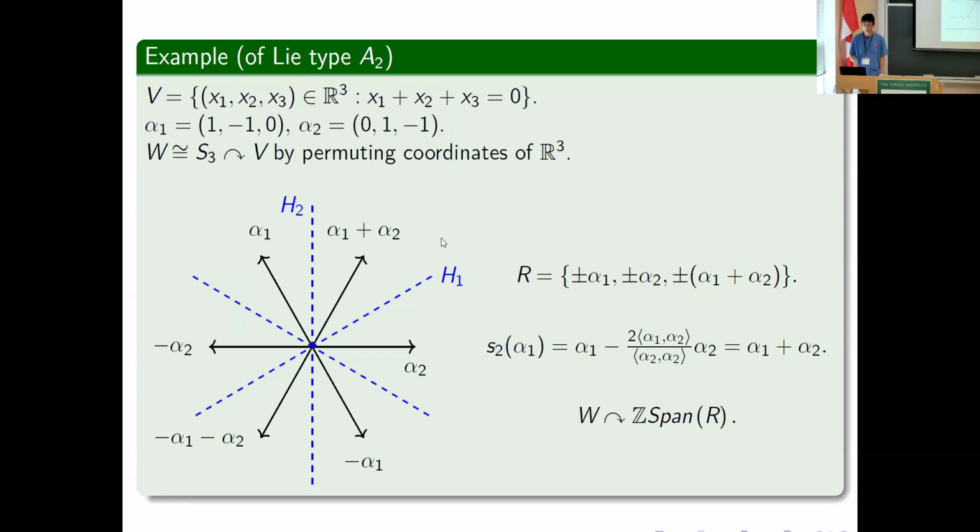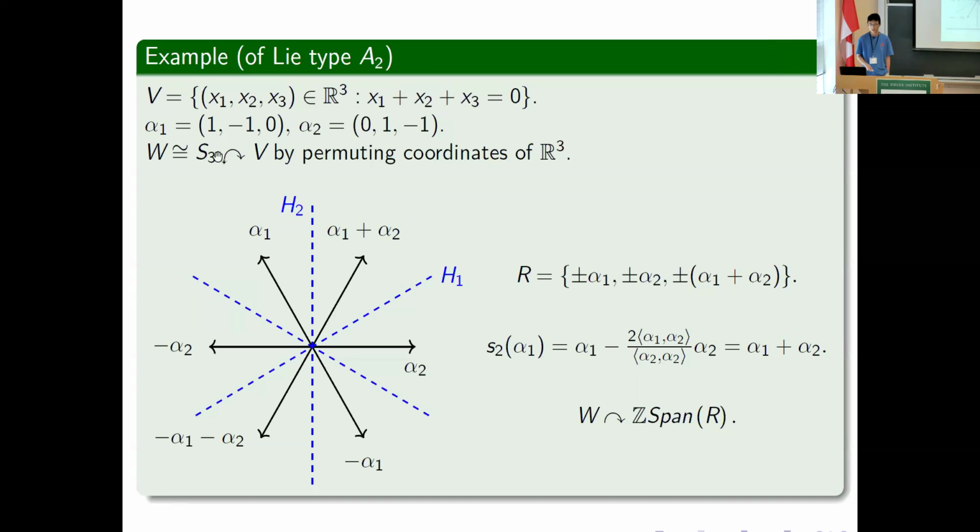One can say H1 is the hyperplane normal to alpha 1, and H2 is the hyperplane normal to alpha 2. And the reflection of H2 maps alpha 1 to alpha 1 plus alpha 2. That's the simple reflection. So one can say S2 alpha 1 is just alpha 1 plus alpha 2. So the reflection coefficient is 1.